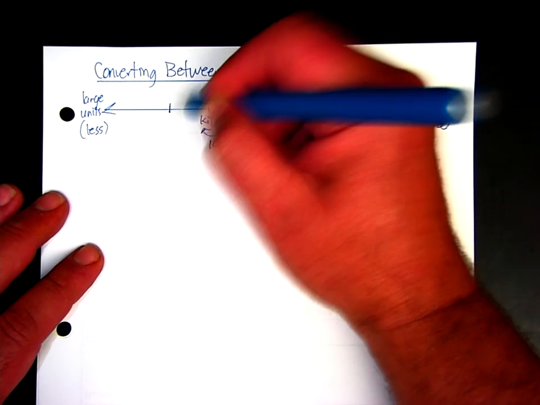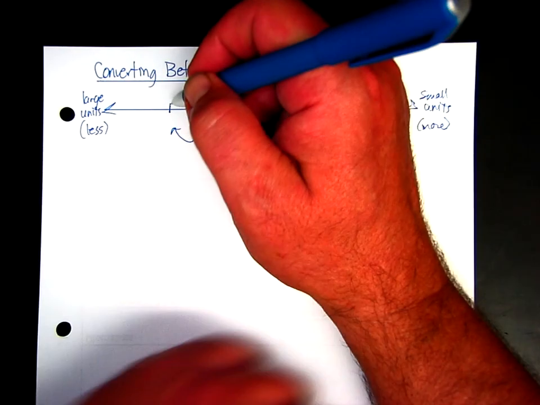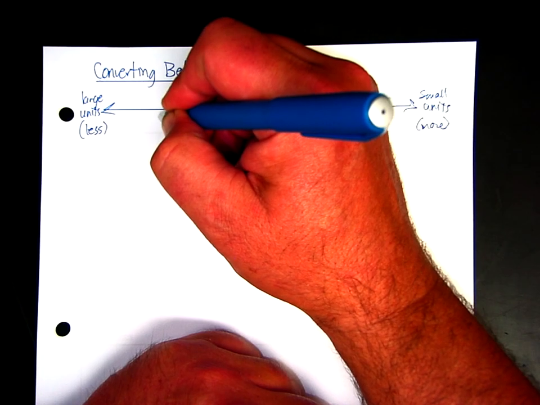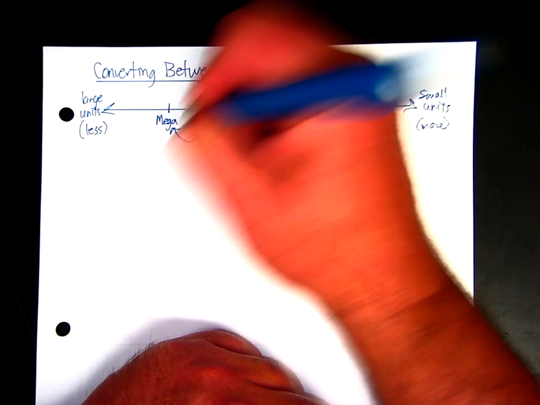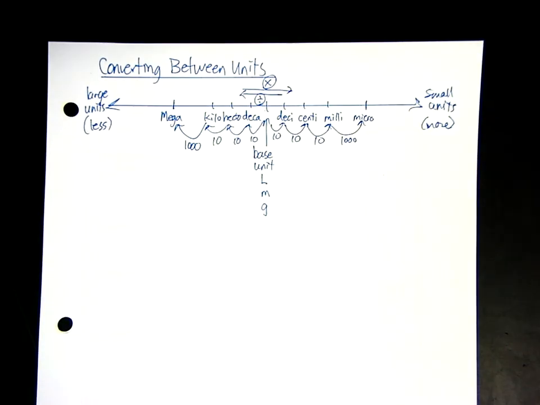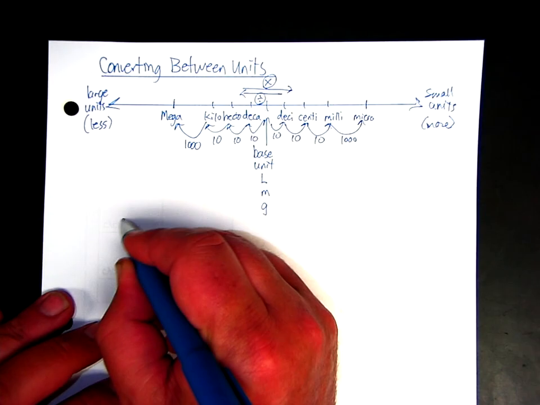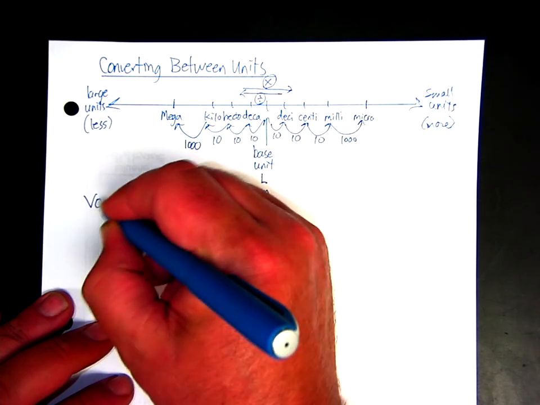Again, the next one is off by 1,000. That would be mega, with a big M. Off by 1,000, but we usually don't get into that either. So let's apply this a little bit. First things first, let's look at volume.